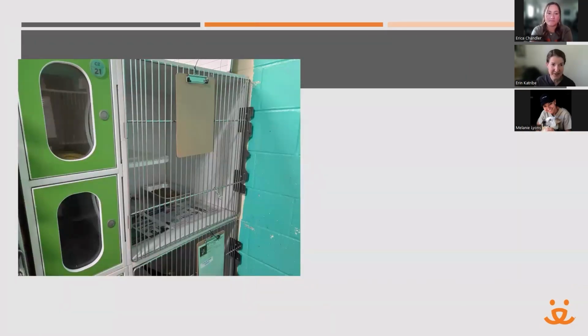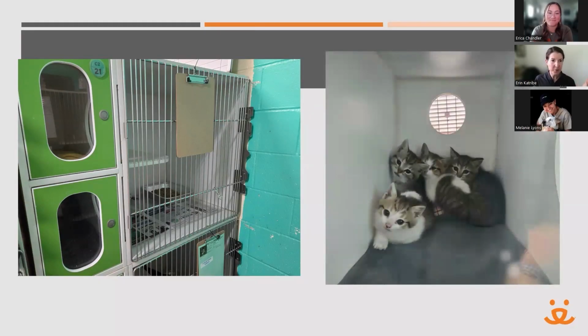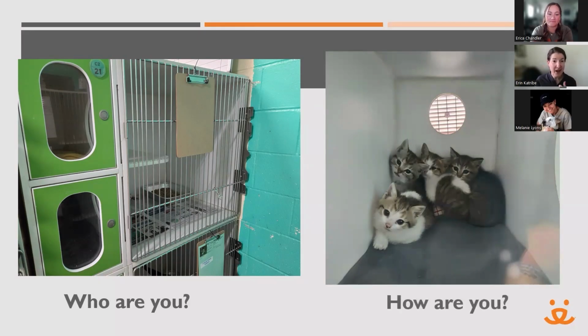All right, this is another kennel encountered on rounds. So this is what you see when you walk into the cat room. And then when you open up one of those little compartments, this is what we see inside. And so the questions that I'm asking are, who are you, right? We have this little clipboard, but there's no kennel card. And then how are you?